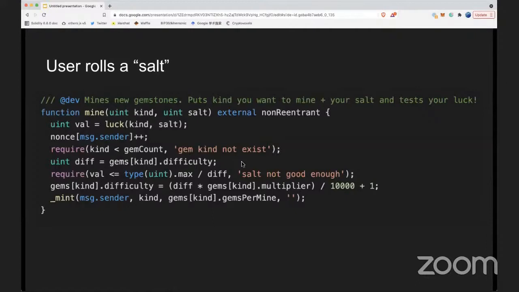Here is the critical part of the contract code. We can see the mine function, and there are two parameters. The first one is kind, an index of which kind of gems, which indicates the type of the token. The second parameter is a salt. The user has to roll a salt to get a hash. You have to roll a random good salt to get a correct hash, and then you can claim the NFT token. So proof of work is a fair distribution system.